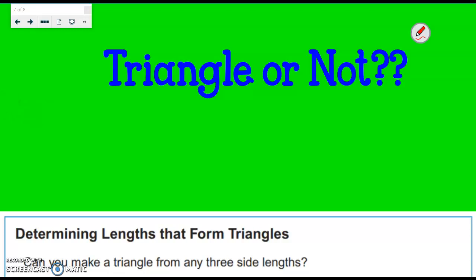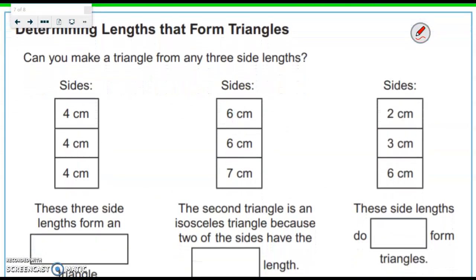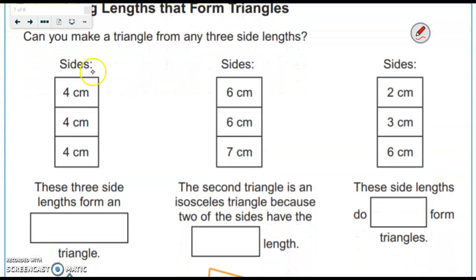Okay, now to determine if the side lengths that we're given can make a triangle. So our first example, we have a side of 4, a side of 4, a side of 4. So all the sides are the same. So these three side lengths form an equilateral triangle. All three are the same. Okay, the second one, we have 6, 6, and 7. So the second triangle is an isosceles because two of the sides have the same length.